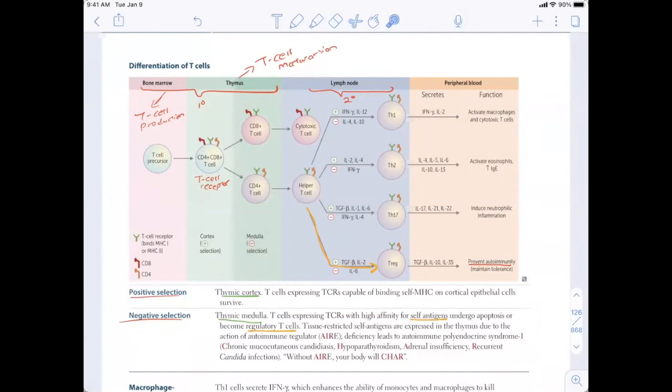Now, some of them won't even get that. Some of them are just going to get deleted completely. You get a clonal deletion. So that's going to be your negative selection.